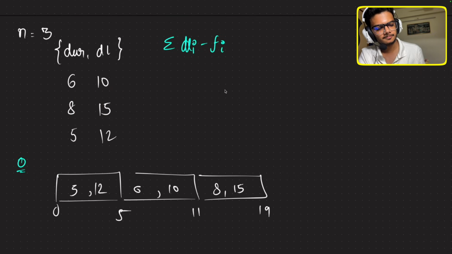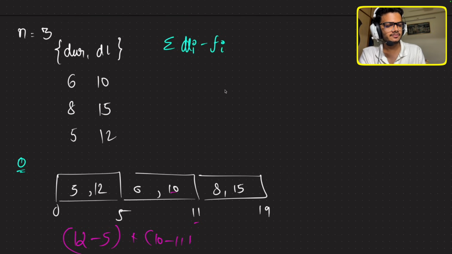Now what is the reward here? So for this guy, the reward will be what? It ended at 5, but his deadline was 12. So the reward that you'll get here is D minus F, 12 minus 5. For this guy, its deadline is 10, but it ended at 11. So the reward you'll get will be 10 minus 11. I'm just doing DL minus F, so deadline minus the finishing time in the schedule.